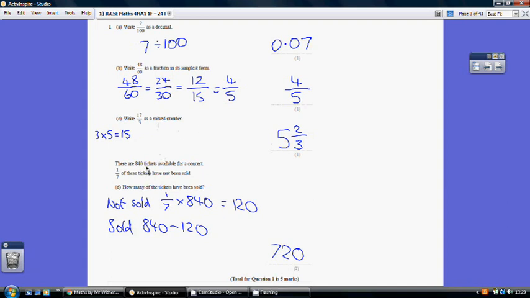Now for part D, there are 840 tickets available for a concert. A seventh of these tickets have not sold. How many have been sold? So let's work out how many have not been sold first of all. You can either do 840 divided by 7, or you can do a seventh times 840 on your calculator. Again, use the fractions button to get your seventh, and that gives you 120 tickets which are not sold. Well, there are 840 tickets altogether. Take away the 120 which were not sold, giving you 720 tickets sold.